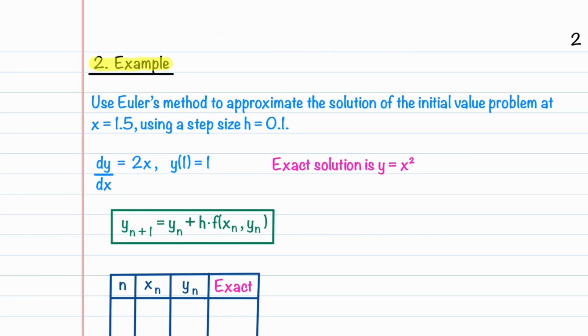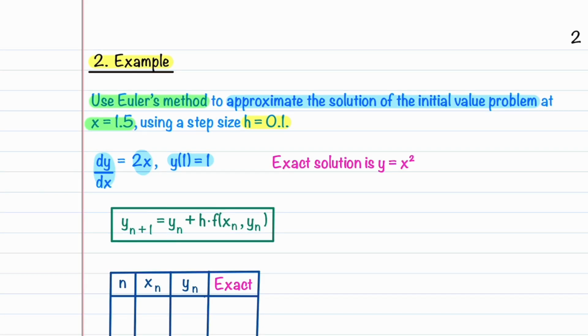Let's walk through an example where we're going to use Euler's method to approximate the solution of the initial value problem, dy dx is equal to 2x, and y of 1 is equal to 1, at x is equal to 1.5, using a step size h is equal to 0.1. I chose this problem to use as an example because we know the solution to this differential equation. The exact solution is y is equal to x squared. Knowing this will help us determine how accurate our approximate solution is.